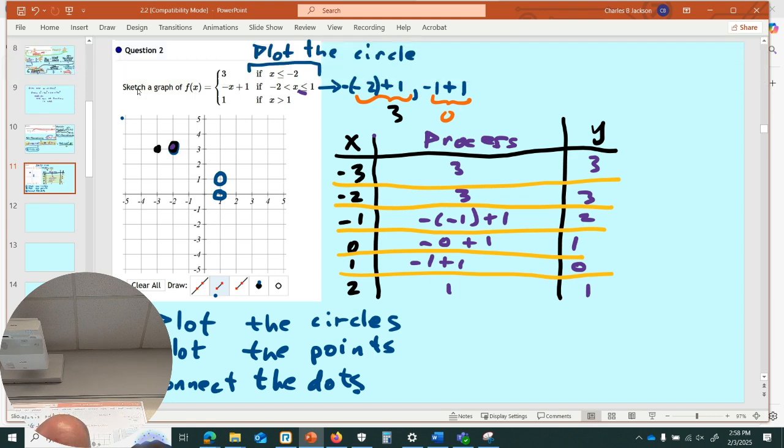Negative 3, 3, negative 2, 3, negative 1, 2 is a point on the graph. So we're using closed circles now. 0, 1, 1, 0 is on the graph, and 2, 1 is on the graph.